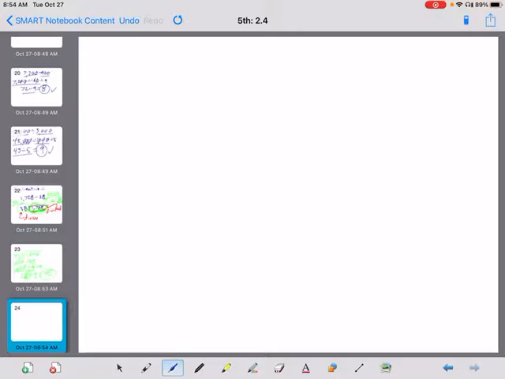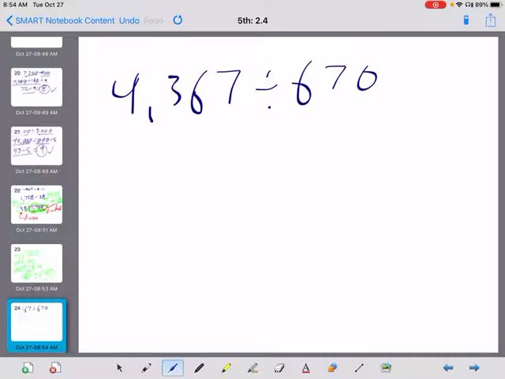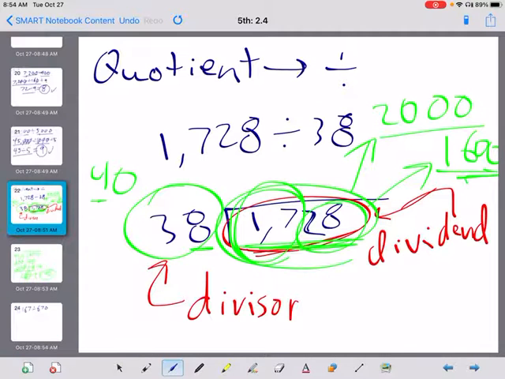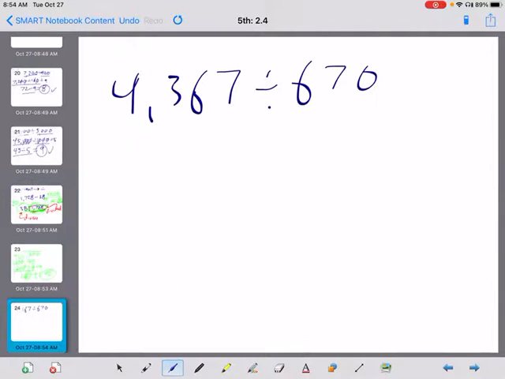It says estimate the quotient of 4,367 divided by 670. Well, first thing, I'm always going to round which one first? Round the outside, the divisor, that's this one. And I'm going to round that first. What is that going to round to? Well, it's going to round to 700.